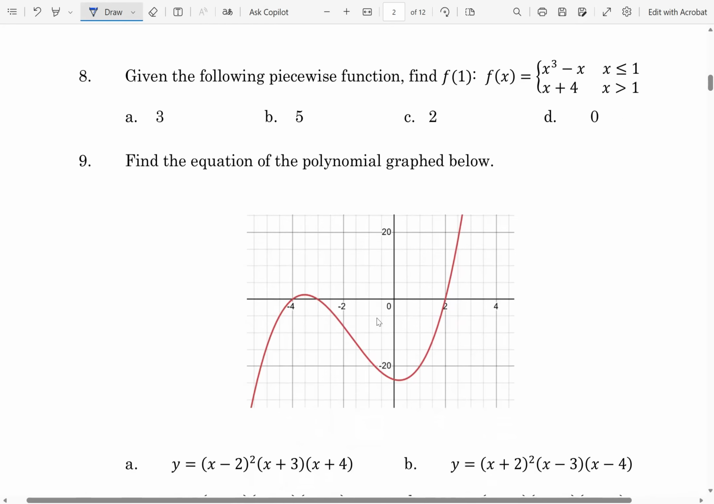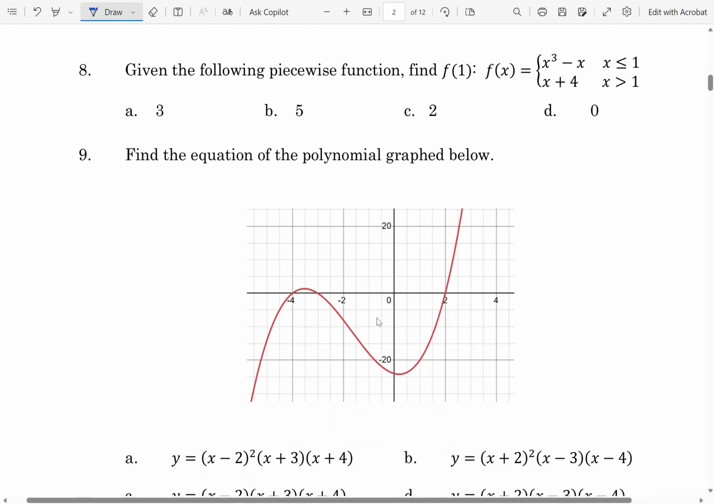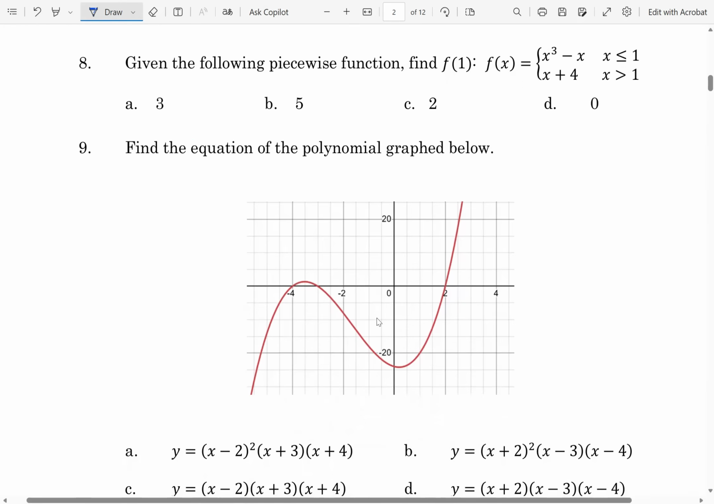Question number 8, given the following piecewise function, find f of 1. f of x equals x cubed minus x when x is less than or equal to 1, and x plus 4 when x is bigger than 1. You just substitute 1 in the first interval because x is less than or equal to 1. This is a very easy question. 1 cubed minus 1 is 0. So question number 8, the answer is D.